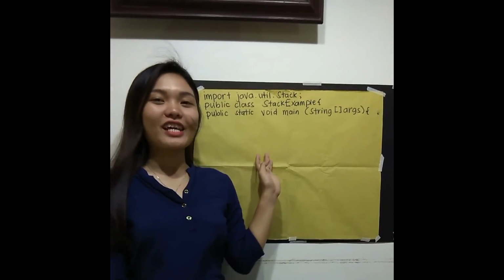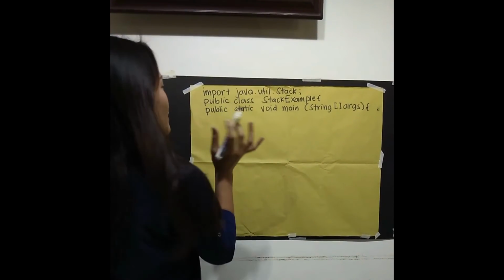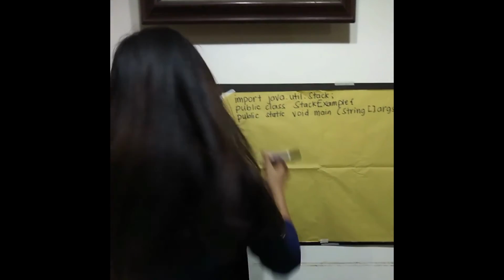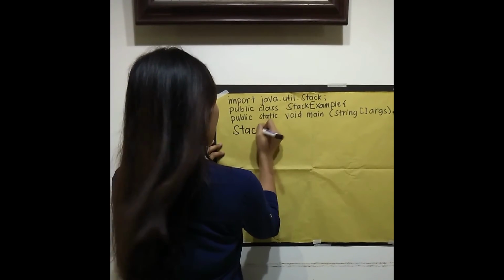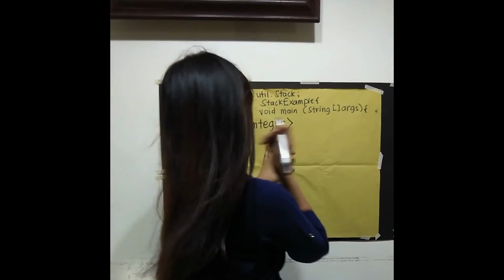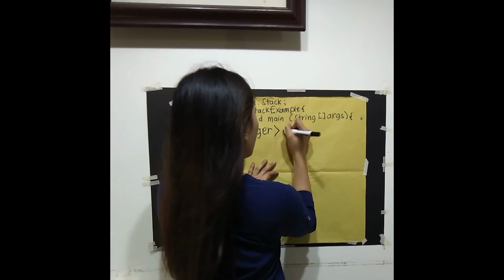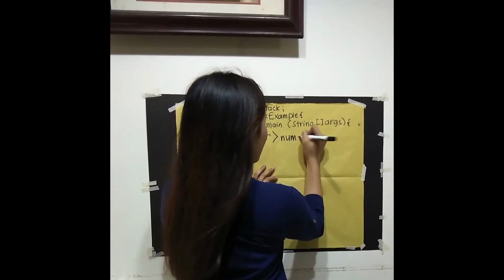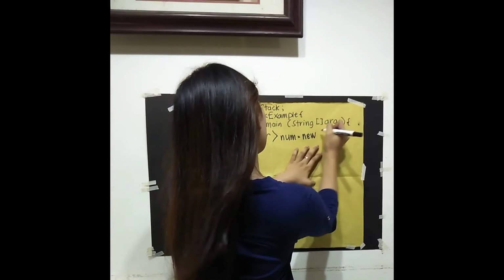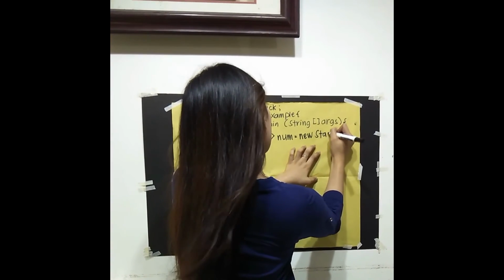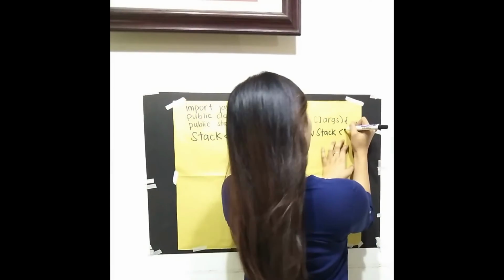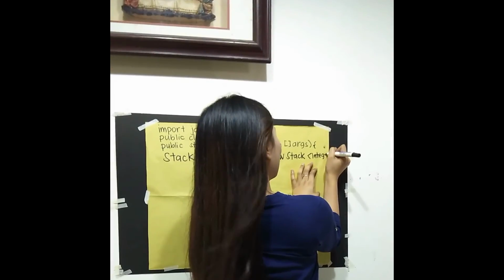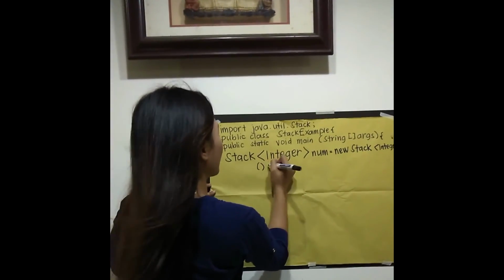So, now, let's go to pop. First, I'll rewrite our earlier push program because we'll use it for pop. Our variable earlier is num. So, continue. And then, Integer. There's an open and close parenthesis.